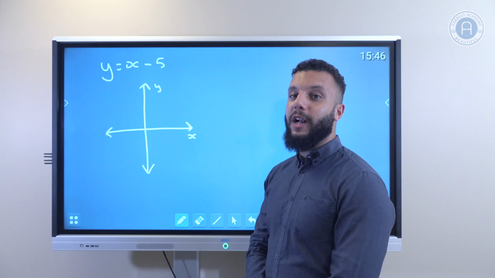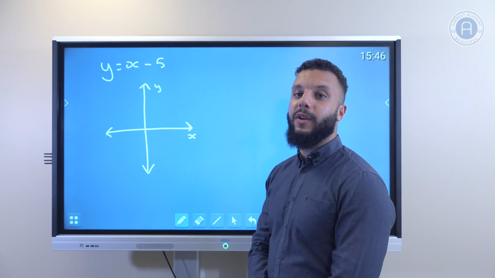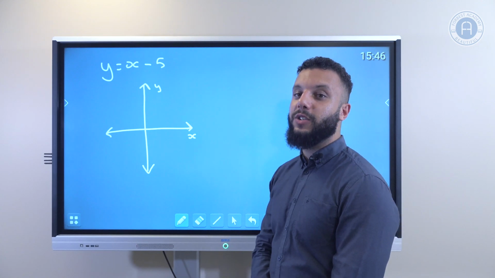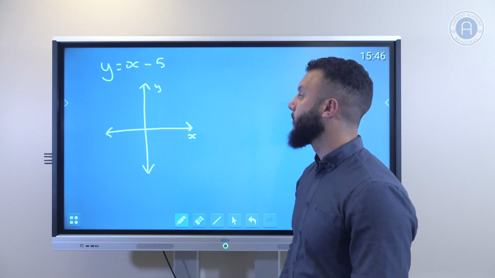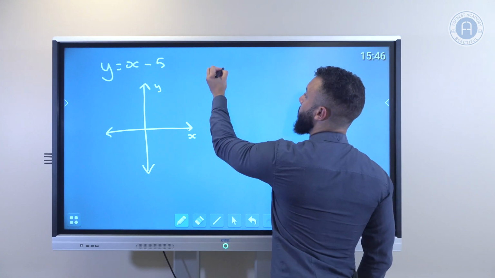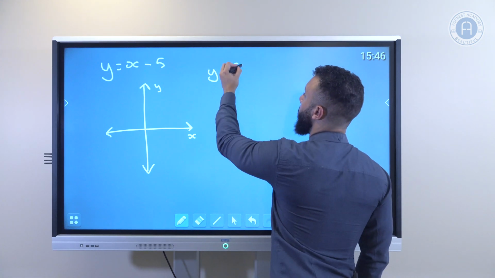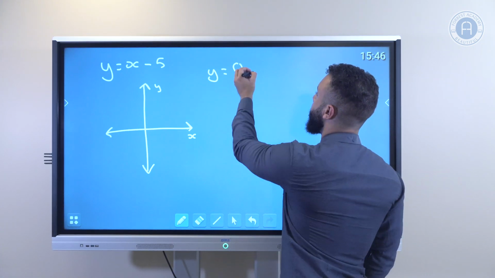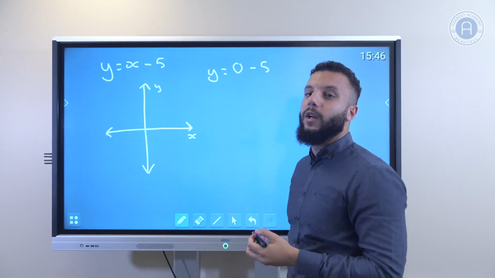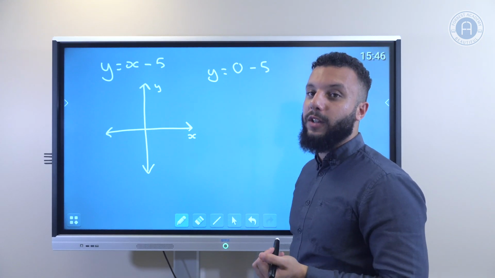So to find our value for y, what we need to do is substitute the value x is equal to 0 into our equation. y is equal to x, which is 0, minus 5. So we get y is equal to minus 5.